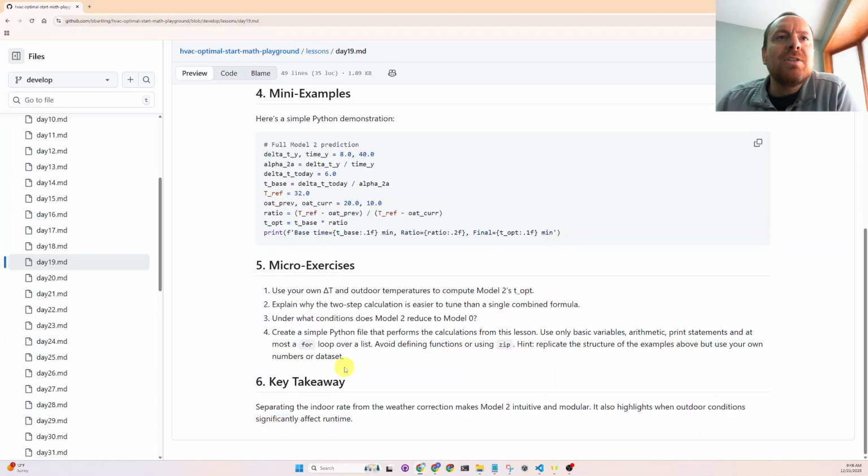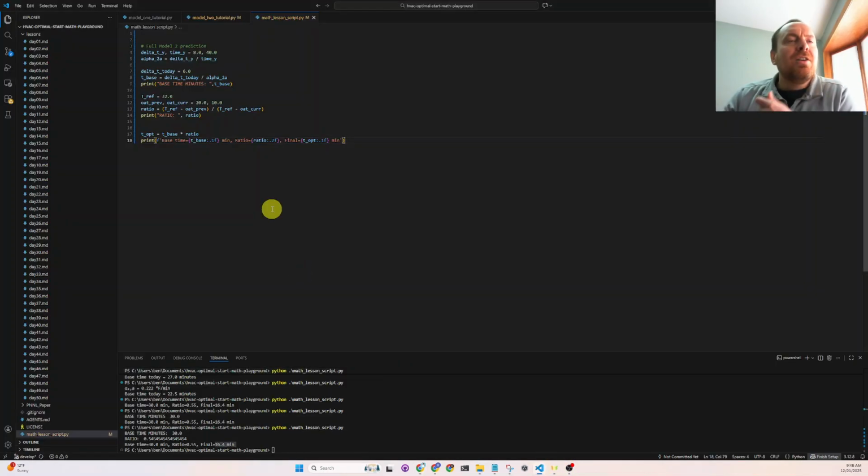On the next question: under what conditions does Model 2 reduce to Model 0, which is just an ordinary degree per minute model? Model 2 has that outside air temperature correction. So under what conditions would the ratio turn out to be 1? Because we multiply it, if we multiply by 1, it would be the same as T base. That's all I have to think about.